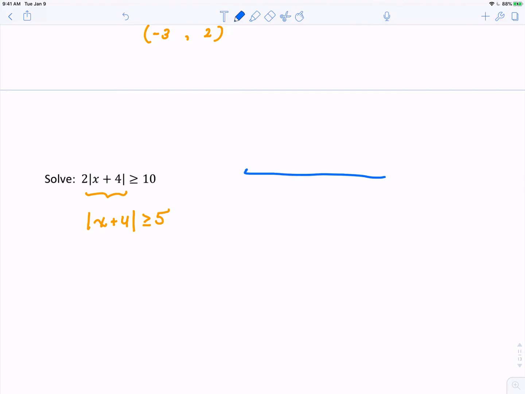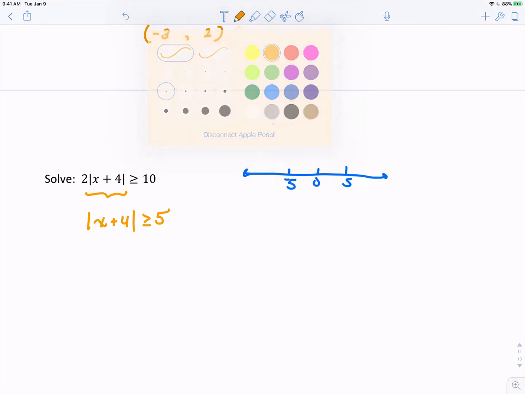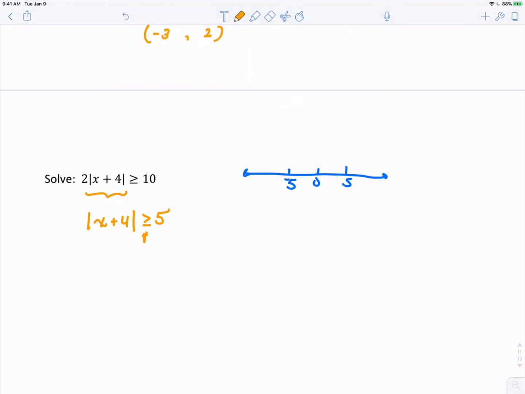Next thing we're going to do is draw a graph on a number line using the definition of absolute value. So here's 0, here's 5, here's negative 5. We want to graph the points that are greater than or equal to 5 units from 0. And you'll see that those come in 2 parts. Here on the left, numbers that are less than or equal to negative 5, and here on the right, numbers that are greater than or equal to 5.